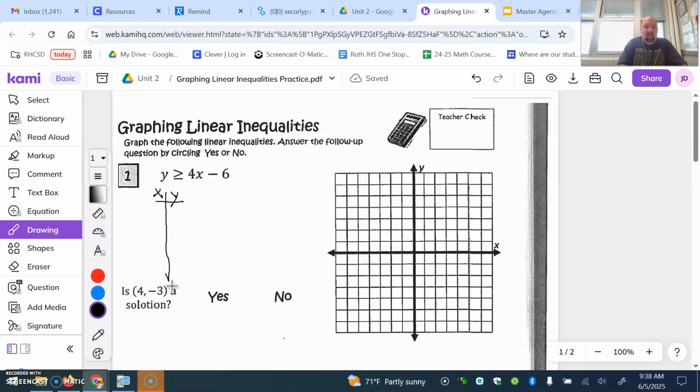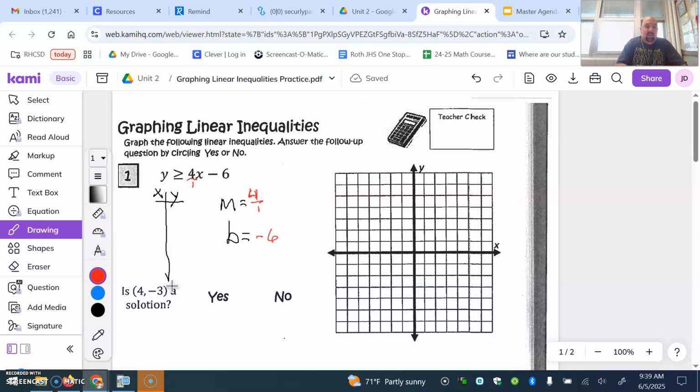All right, first thing I'm going to make is a table. Put my x and y. I'm going to write m equals. I'm going to write b equals. Okay, so my inequality: y is greater than or equal to 4x minus 6. First thing I'll start with is my m. That's my 4, because that's the number next to x. So I'm going to write 4 over 1, because I like putting slope as a fraction. And then my b, that's the number by itself.